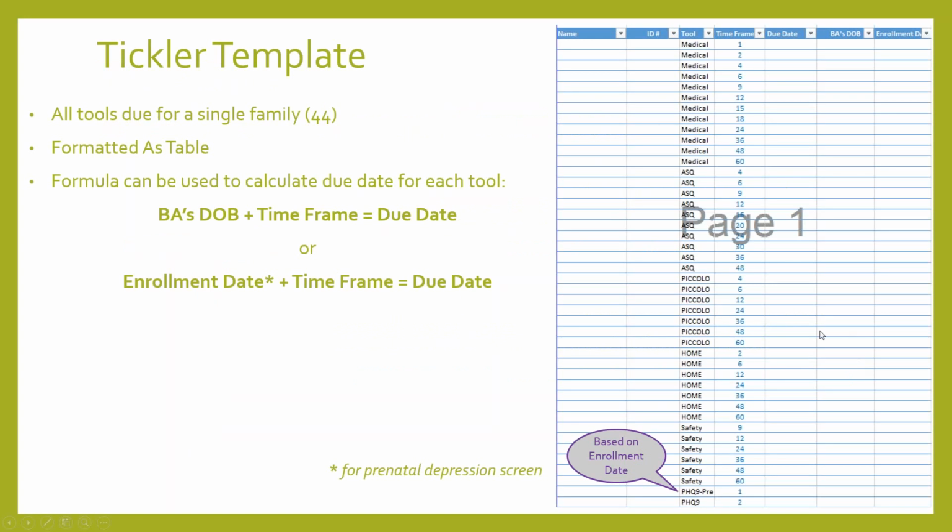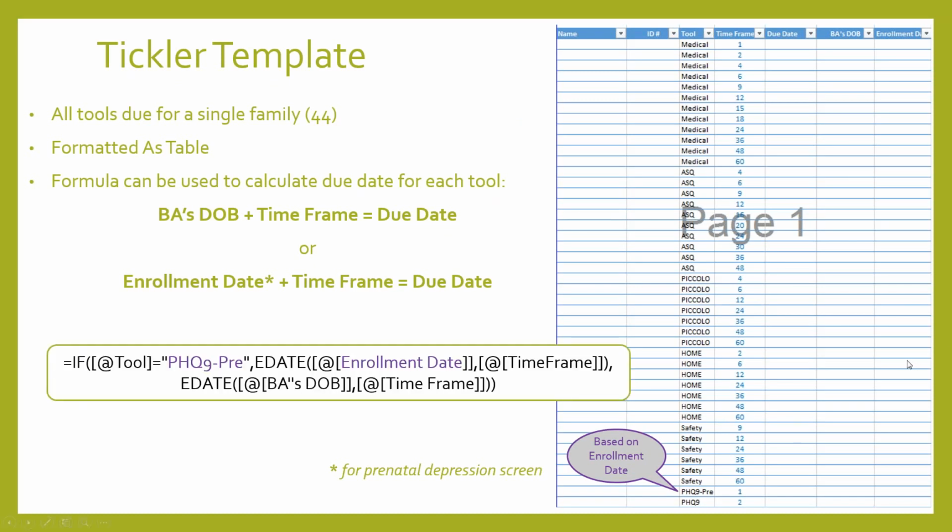Here we go. Okay, so back to our tickler template. Like I said, we have these 44 tools that are due for a family during their enrollment time with Healthy Families. And we want to calculate their due dates either based off the baby's date of birth or off the enrollment date for that one prenatal tool.